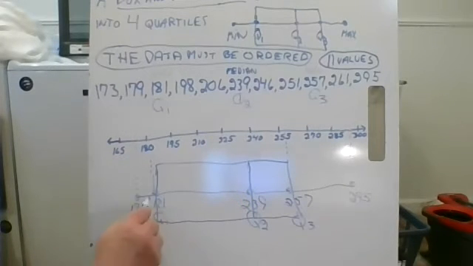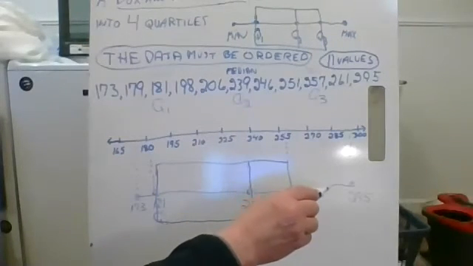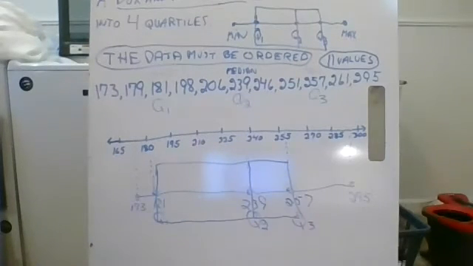So we know this big box contains 50% of the data. To the right of Q1 would be 75% of the data. To the left of Q1 is just 25% of the data. That's how this works.